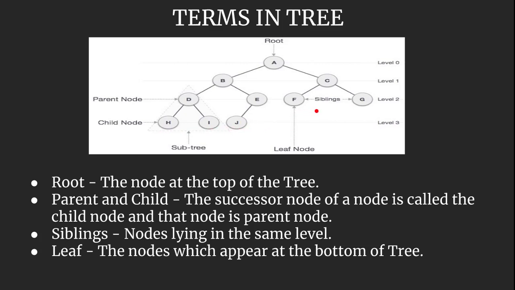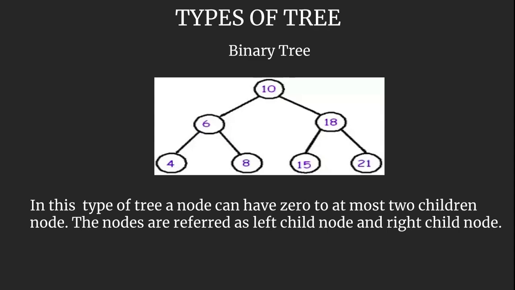Now after getting acquainted with the terms in tree, let us see how many types of tree there are. We'll start with the very simple binary tree. Binary tree is probably the most important and most used form of tree. In this type of tree, a node can have 0 to at most 2 children. These nodes are referred to as the left child node and right child node.